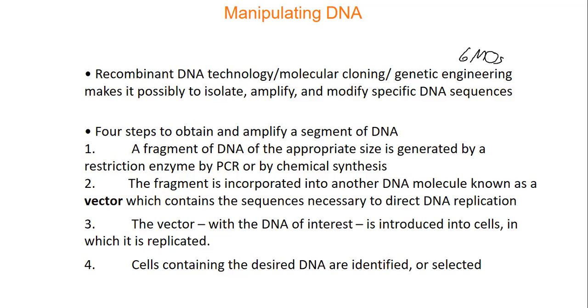1, you need some DNA, right? 2, you put that DNA into what's called a vector. 3, you put that vector into a cell. 4, you grow only the cells that have that vector. So we're going to go over each step of this process.